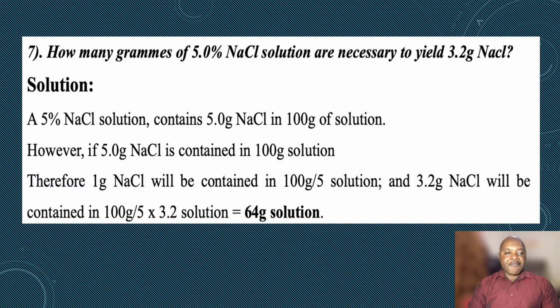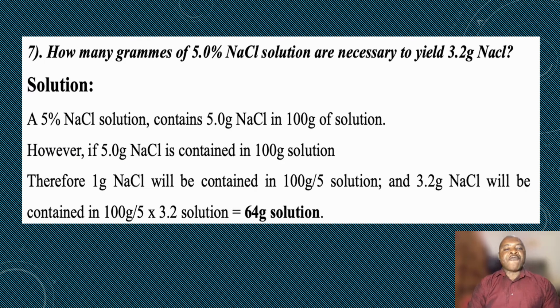However, if 5 gram of sodium chloride is contained in 100 gram of solution, therefore 1 gram of sodium chloride will contain what? It will contain 100 gram divided by 5. Then in 3.2 will be what? Times 3.2. The answer is just there.